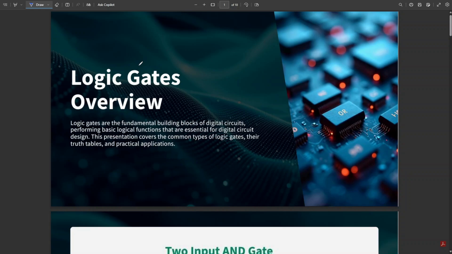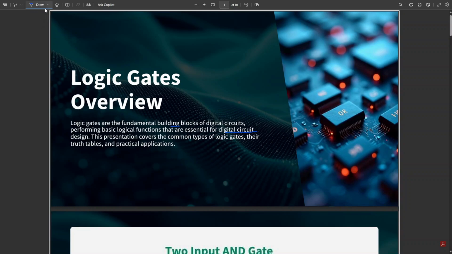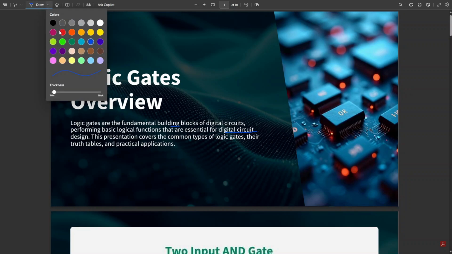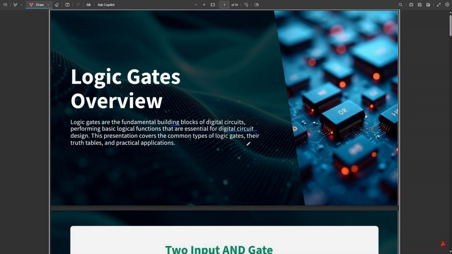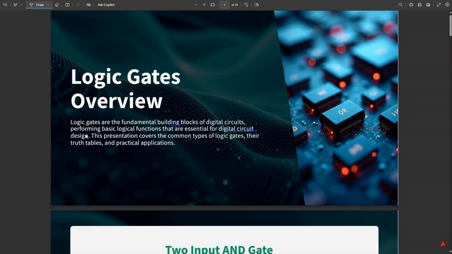So let's get started. Logic gates are the fundamental building blocks of digital electronics, performing basic logical functions that are essential for digital logic design. This tutorial covers the common types of logic gates, their truth tables, and practical application.